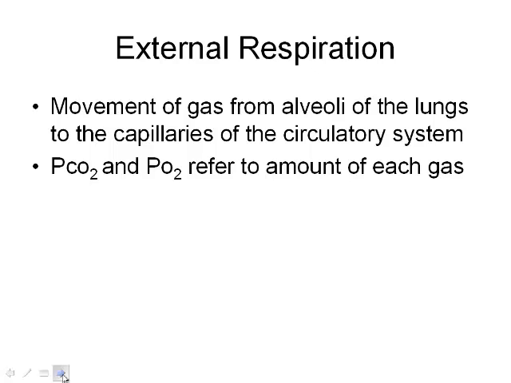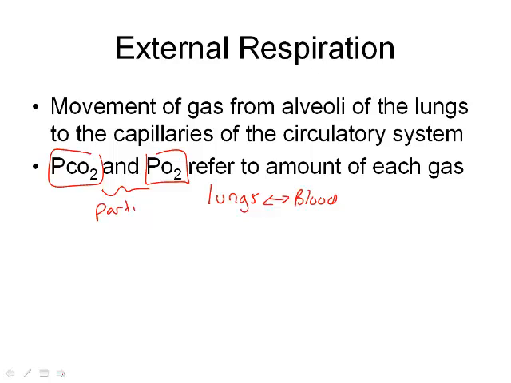The movement of gas from alveoli to the capillaries of the circulatory system is external respiration. So we breathe in the air. Here's our lungs. Here's our blood. Going back and forth here is what external respiration is. And these two things, PCO2 and PO2, basically refer to the partial pressures of these two gases. And it all depends on what the partial pressure is in order to determine which direction they're going to be flowing in.